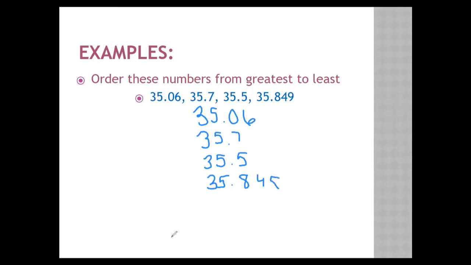All right, got my ones and my tens place to the left, all lined up. I got my decimals stacked. They all have a number in the tenths place. A couple of them have a number in the hundredths place. Only one has a number in the thousandths. All I have to do is add my zeros to make these look the same.